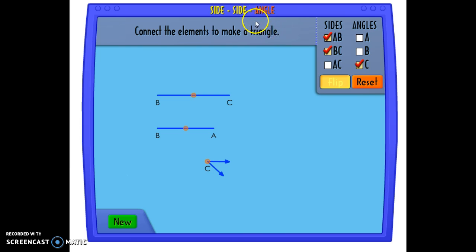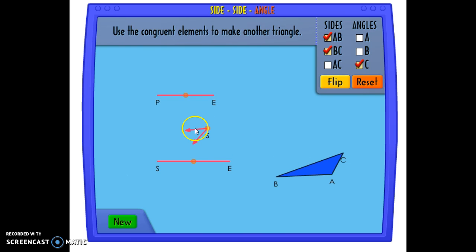So right now I've got side, side, angle. What I'm going to do here is take my 2 sides. The like letters have to go with each other. So B's got to connect to B, and C's got to connect to C. Like that. I'm going to bring this around here, like so. And what do you know? There I go. I've got a triangle.